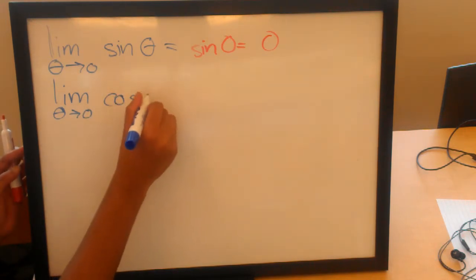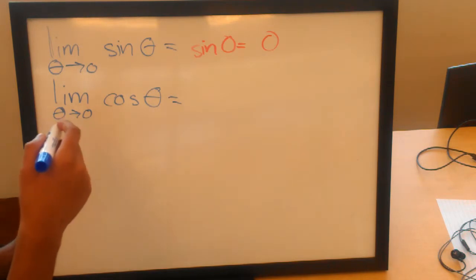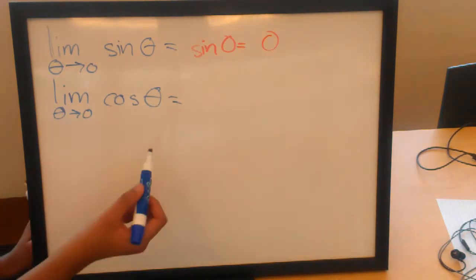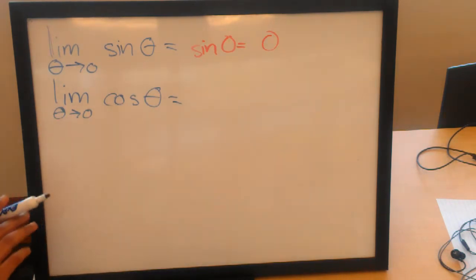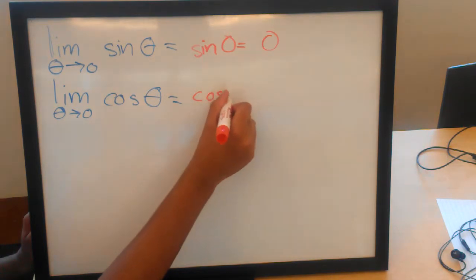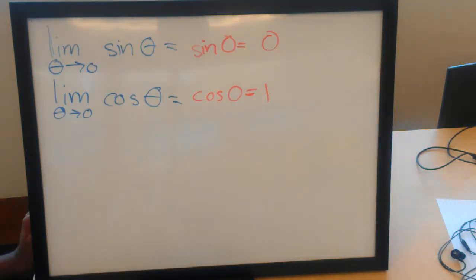Okay, Monica. And so what is the limit as theta approaches 0 of cosine theta? Okay, so for this one, we do a similar thing. Can you tell me what we do to solve this? Yeah, plug in 0. And so the limit as theta approaches 0 of cosine theta is cosine 0, which is 1.